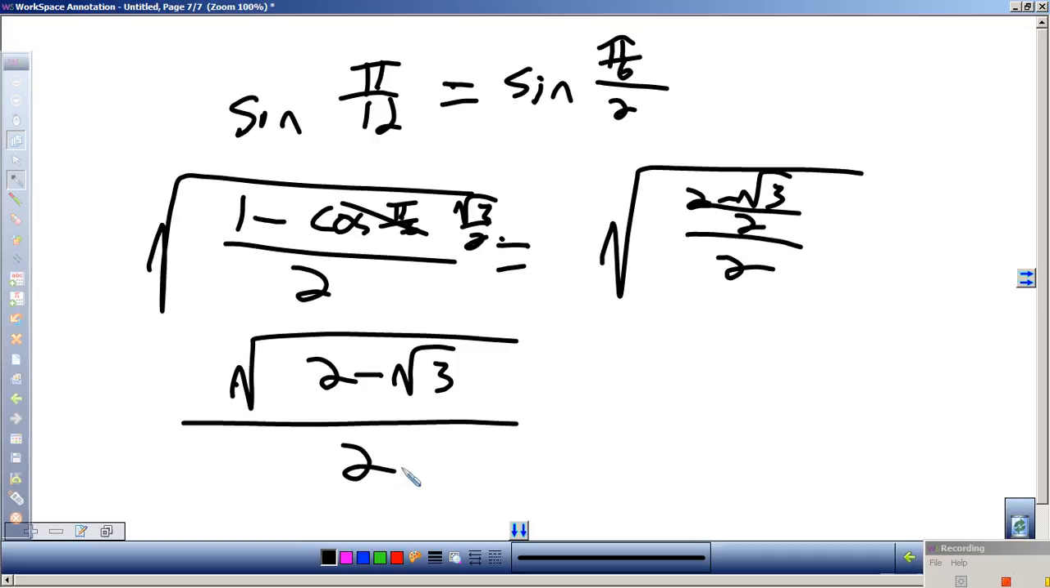Now, this does not look the same as what we got when we did pi/3 minus pi/4. We didn't get any where there's a square root inside a square root. However, if you plug them both into your calculator, you get the exact same answer.